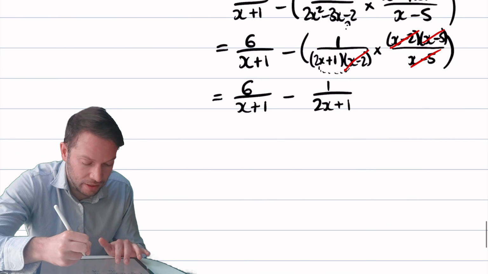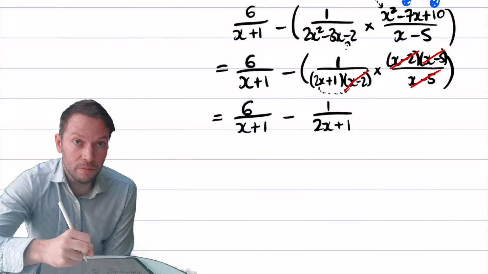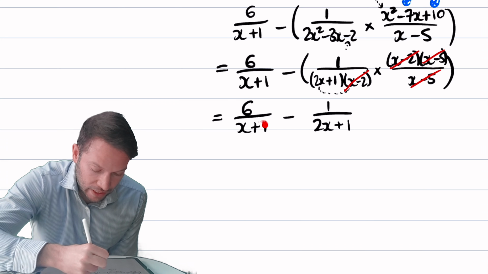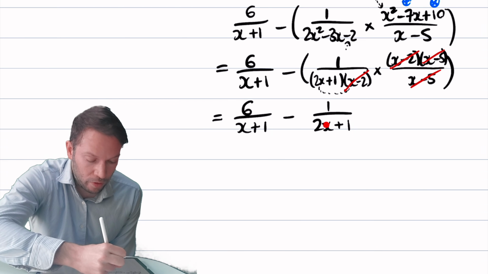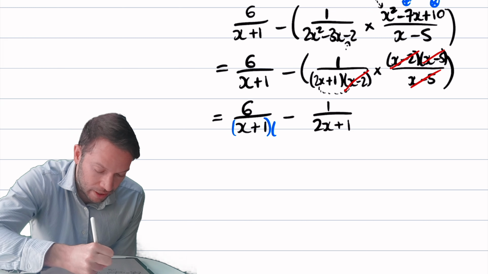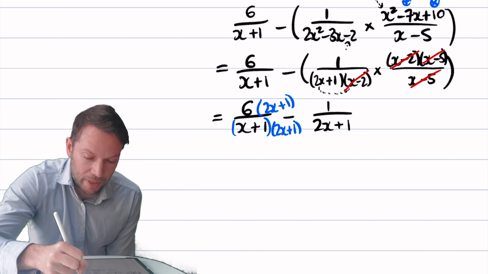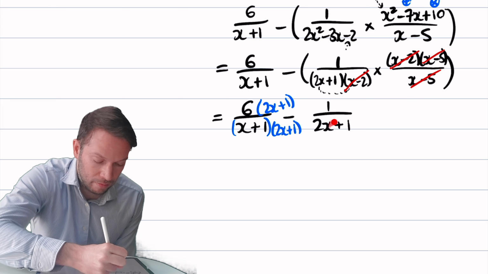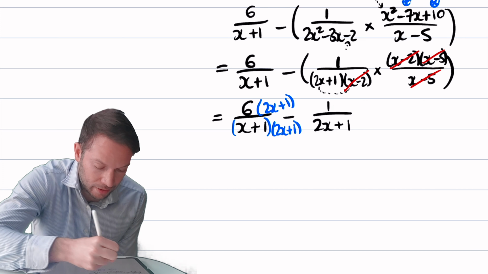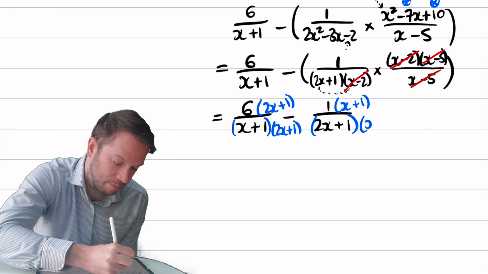We just need to subtract these simpler fractions. In order to subtract these fractions, we need the same denominator. This has the x plus 1, but this has 2x plus 1. I want this 2x plus 1 in here as well, so if I put brackets around it first, I'm going to multiply top and bottom there by 2x plus 1. And because I want this x plus 1 to appear on the right fraction as well, I'm going to multiply top and bottom by x plus 1, putting brackets around that.